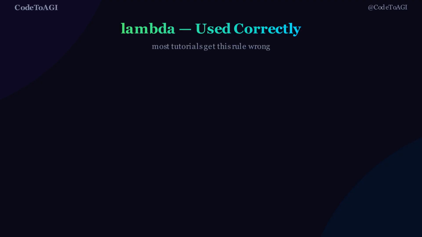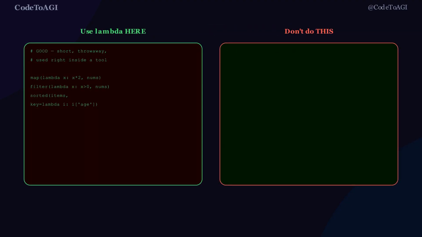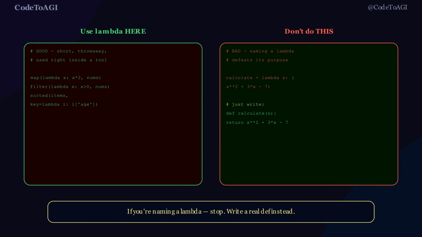Let's talk about lambda properly because most tutorials get this wrong. Lambda creates a small, throwaway, unnamed function. Lambda x: x times 2. Same as a regular function with one line and no name.